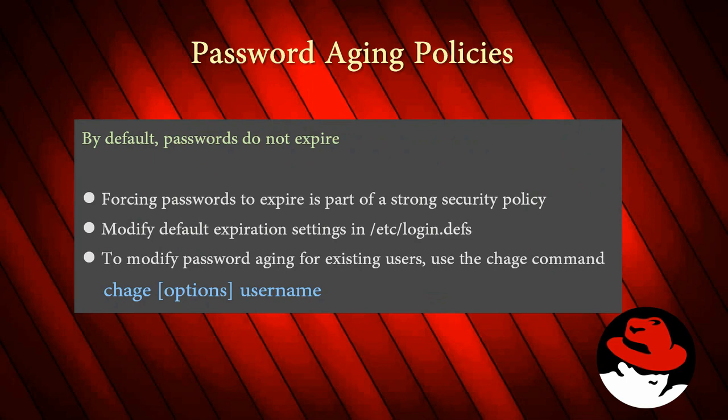To modify password aging for existing users, use the chage command, the chage, not change, age. Provide the options and the username. It will change the age.